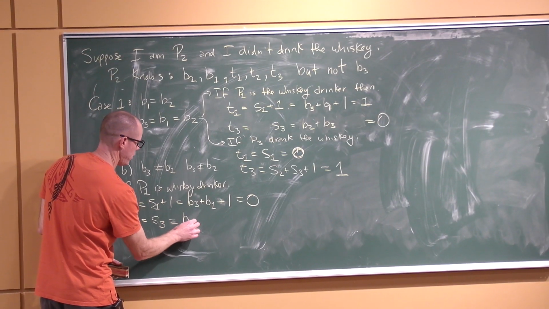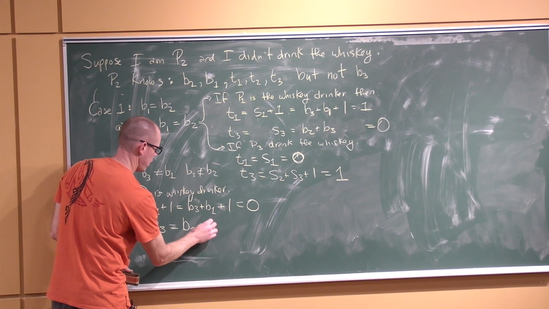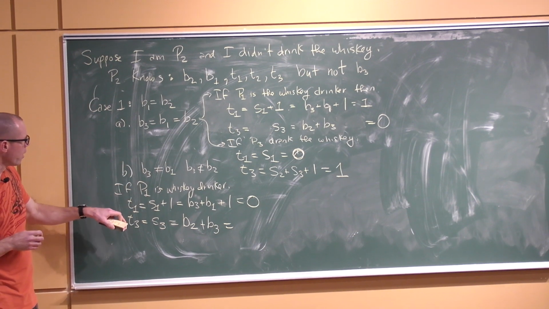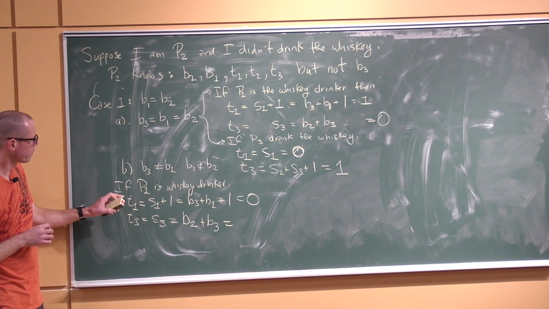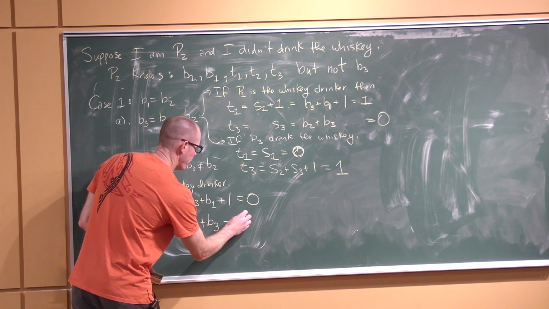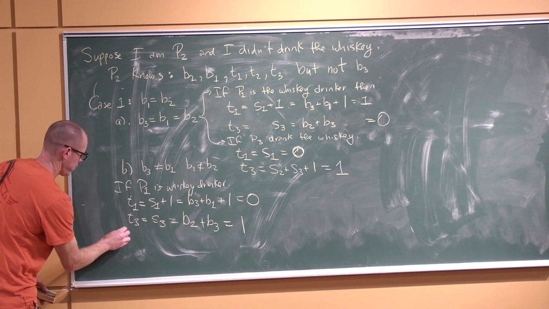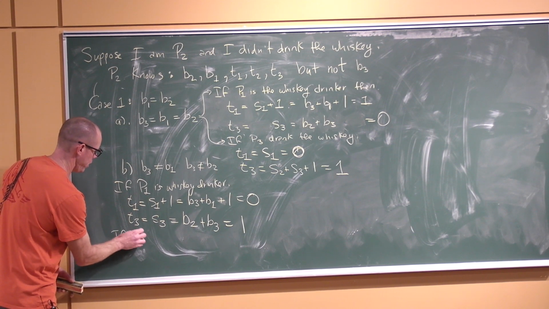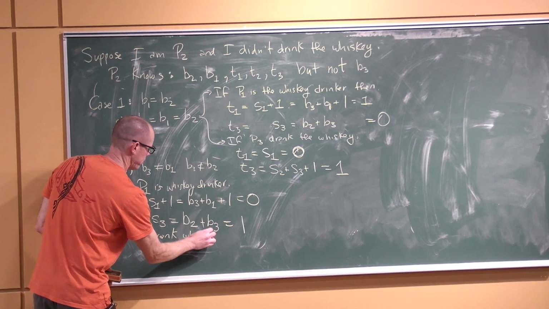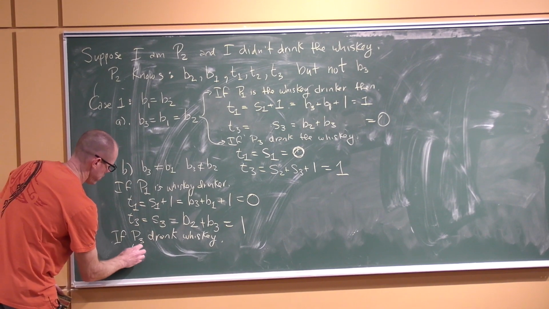S3 is B2 plus B3. B2 and B3 are different, right? B2 and B3 are different, so that's equal to 1. And finally, if P3 drank the whiskey, then it looks like this.